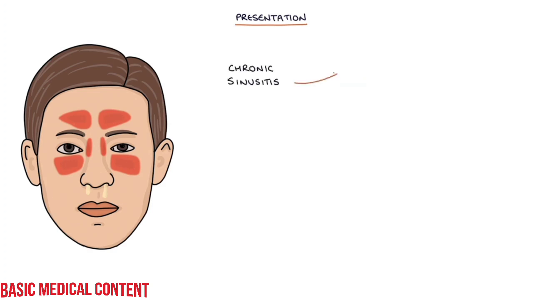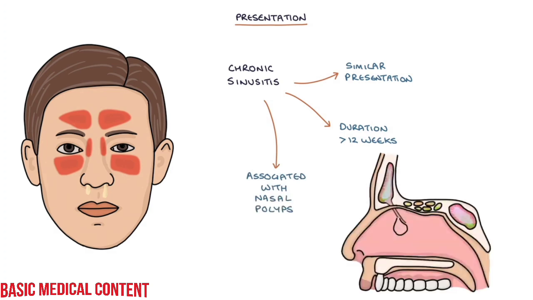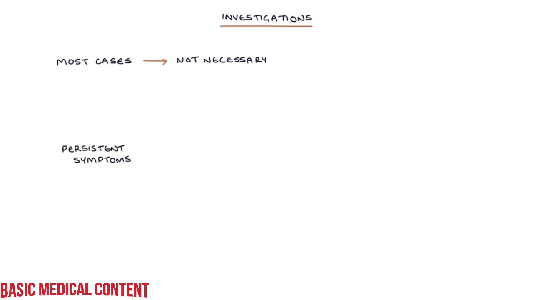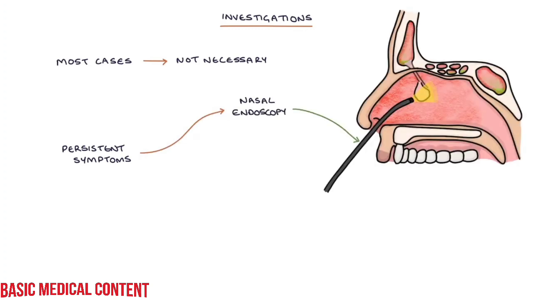Chronic sinusitis involves a similar presentation but with a duration of more than 12 weeks. Chronic sinusitis may be associated with nasal polyps, which are growths of the nasal mucosa that may be seen when looking up the nose. Let's talk about investigations. In most cases, investigations are not necessary. In patients with persistent symptoms despite attempts at treatment, investigations include nasal endoscopy to look inside the nose using a camera, or a CT scan of the head.